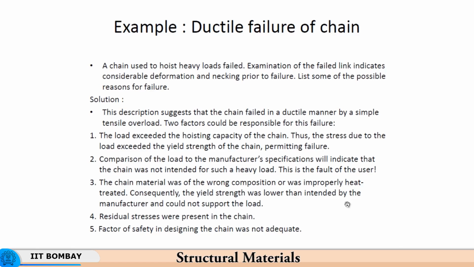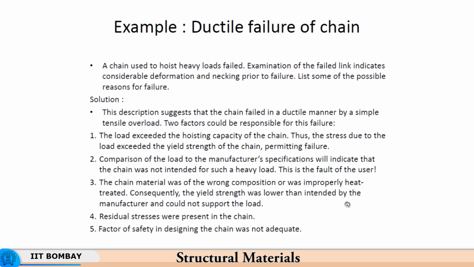So, if you look at the load due to manufacturer specifications, if the chain was not intended for such use, the manufacturer had used some material and that material did not permit a certain amount of load to be carried, and you use that. So, again it is a wrong application of the chain. If the application at the user's end is wrong, then the user is at fault. The question of failure arose not because the chain was weak, but because it was misapplied by the user.